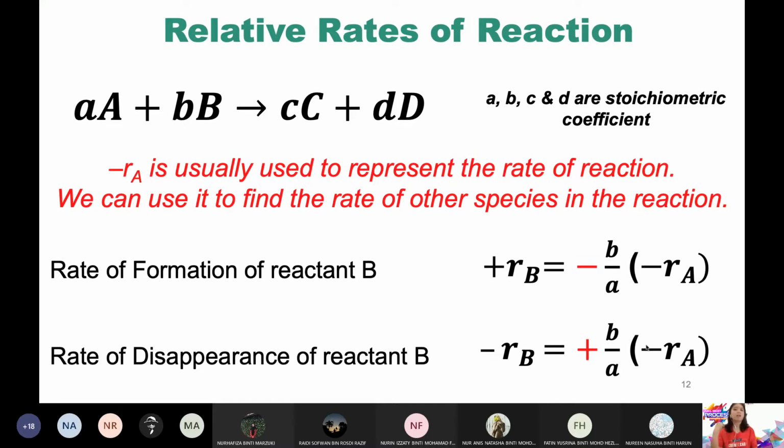It can be 1A reacting with 1B. It can be 1A with 2B. It can be 1A with half B, so on and so forth. So the stoichiometric coefficient depends on the reaction, depends on the question.